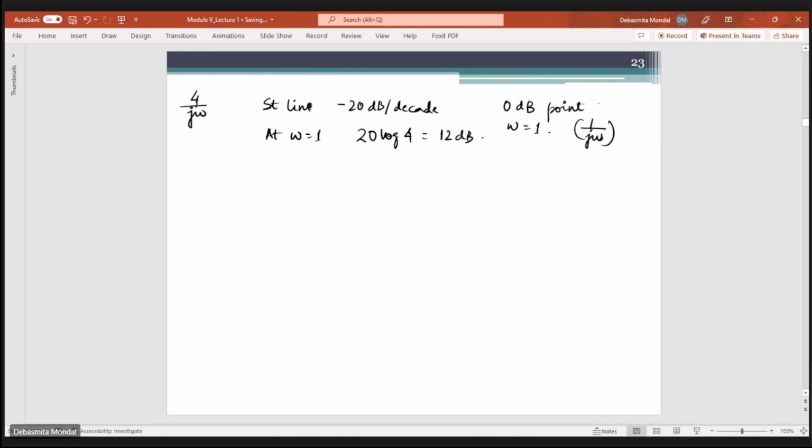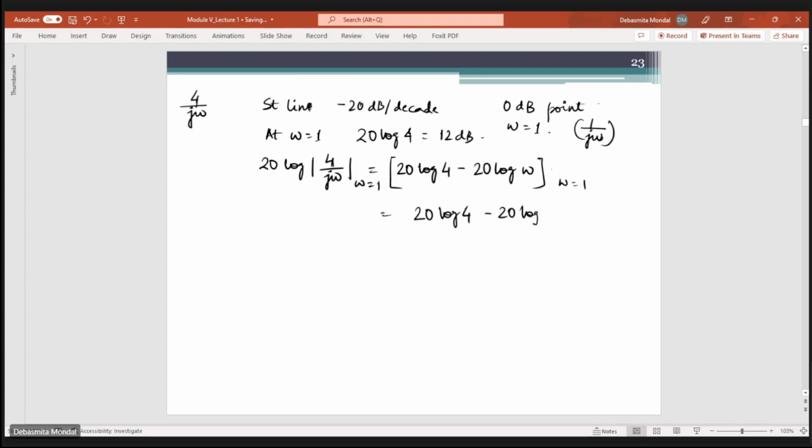So how are we finding this? If you write 20 log of 4 by j omega, this would be the magnitude plot. This is nothing but 20 log 4 minus 20 log omega. And at omega equals to 1, if you calculate the whole thing, you see that this is 20 log 4 minus 20 log 1. This part is nothing but 0, so this is equals to 20 log 4.